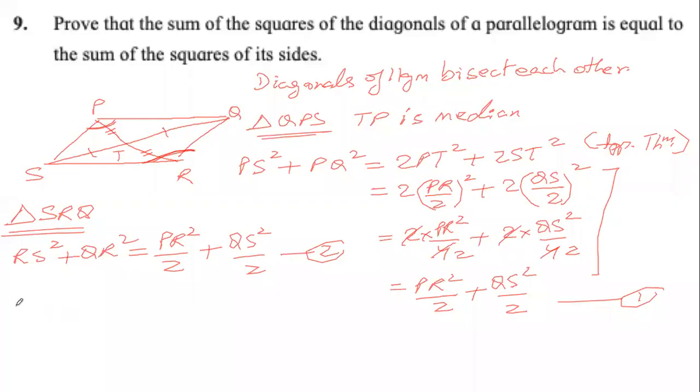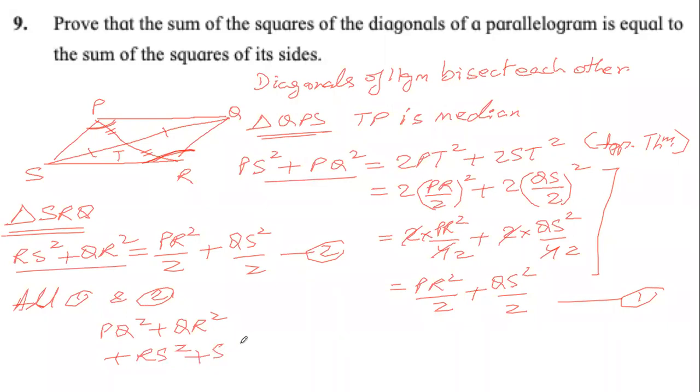If we add 1 and 2. Sorry, I think the connection is a little bad. Now LHS will be added to LHS. So this is LHS, this is another LHS. So it becomes PQ square plus QR square plus RS square plus SP square. We got all the 4 sides. यही तो हमको चाहिए था. Sum of squares of the sides.